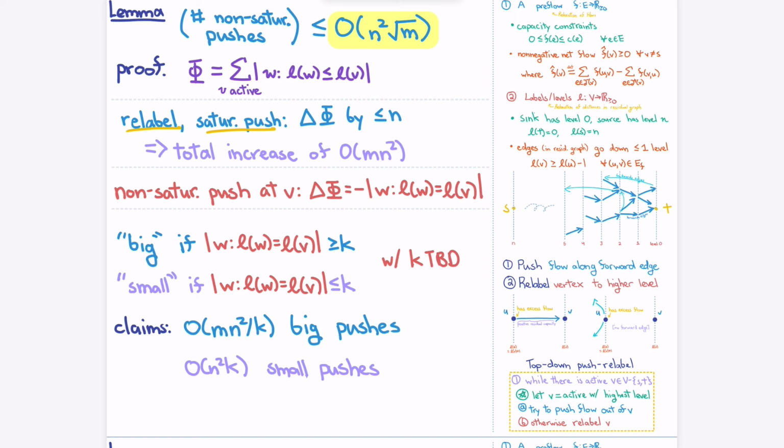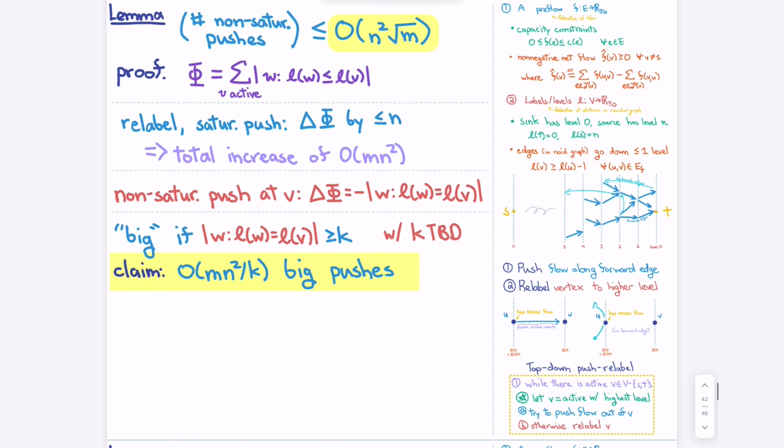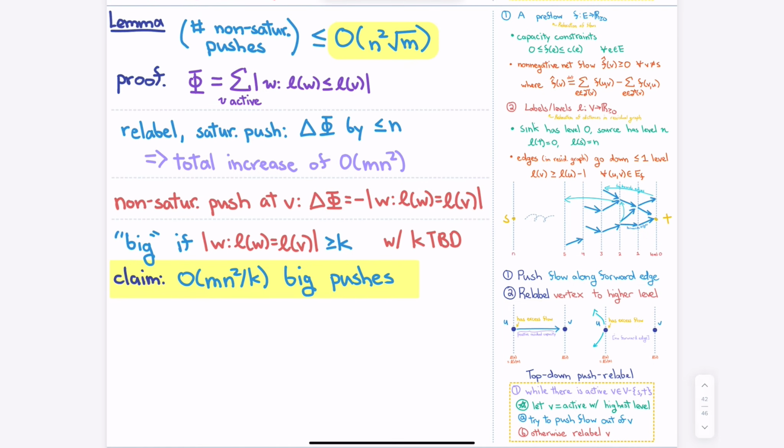Okay, so we're going to do this high-low kind of argument, which I don't think we've seen before. This is really saying, I've set up some potential, some quantity, and then I can do this trade-off. Okay, this one you guys can guess. Why are there at most mn squared over k big pushes?